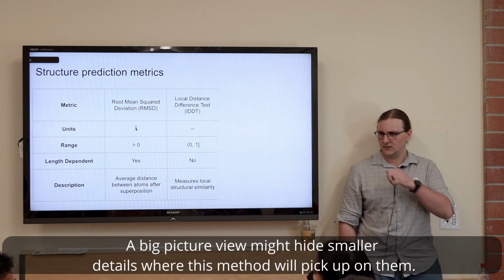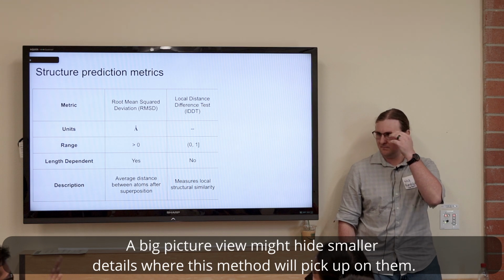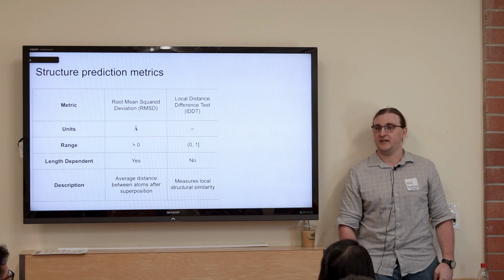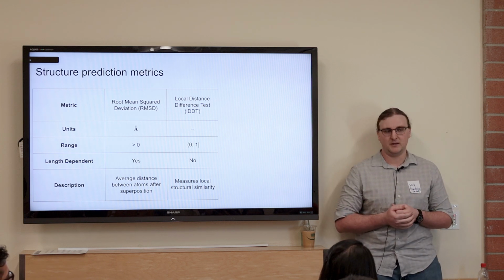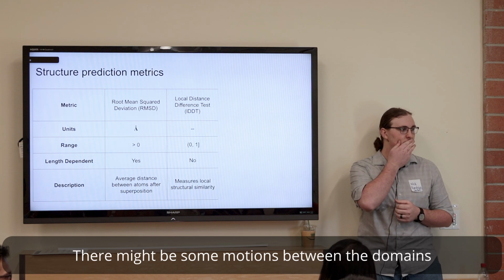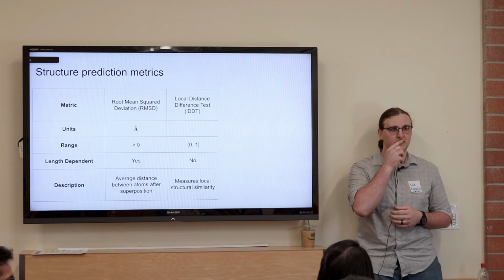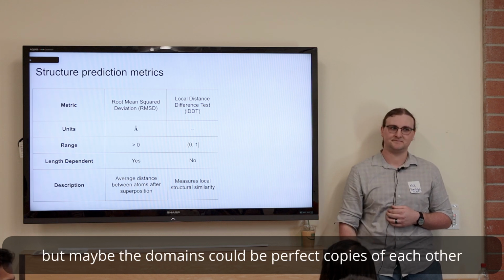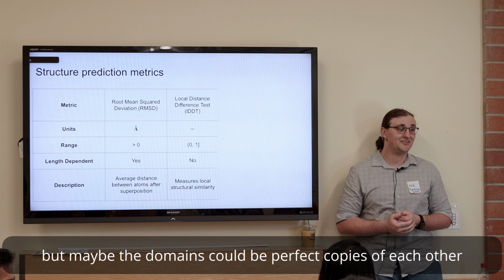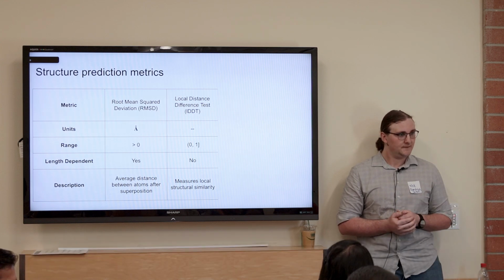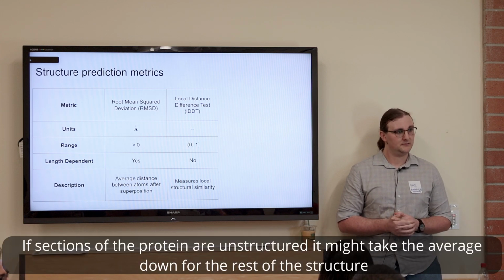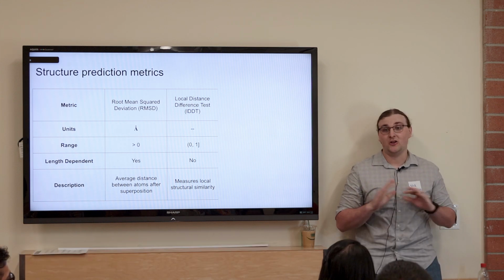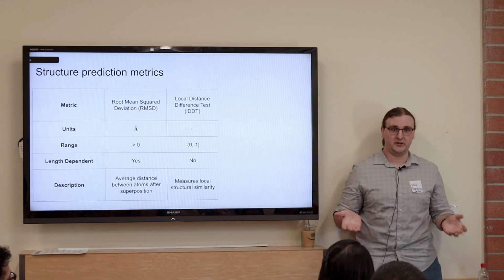Any ideas? A big picture view might hide smaller details that this metric will pick up. That's a very good point. You're missing out on some of these atomic details that might be in the models. Anything else? There may be some motions between the domains. Domain motions? Yeah, if the domains are separated, it's going to have a high RMSD, but maybe domains A and B are perfect copies of each other. Exactly, that's a good point. If sections of the protein are unstructured, it might drag the average down for the rest of the structure. Those are all excellent points and exactly why we want local similarity checks as well.